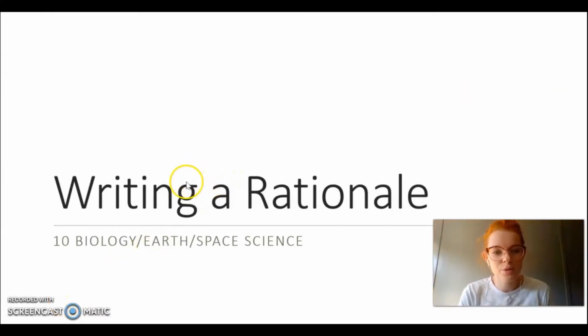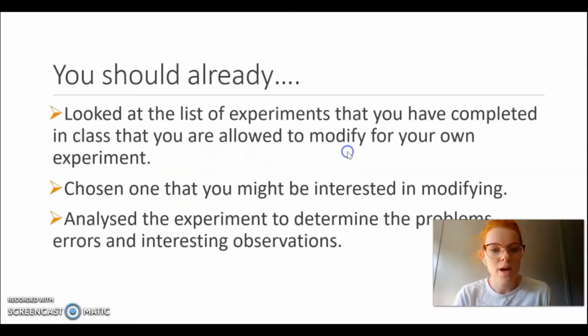All right, everybody, so we're going to go through how to write a rationale. A rationale is usually the second part of your student experiment that you should be writing. At this point, you should have already looked into the experiment and know how you're going to modify it. You should have chosen something that you're interested in modifying, and then analysed your experiment to determine problems, errors, or interesting observations. You're trying to think, how could you make this more precise, more accurate, things like that.